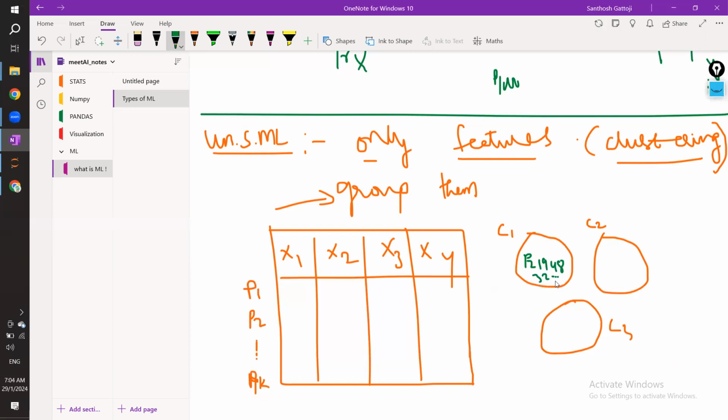Okay, a certain group of people have fallen into this group, and some other set of people will fall into this, and another set of people will fall into this. The total is 1000 people. So you have divided the 1000 people into 3 parts. Each part is called one cluster: cluster 1, cluster 2, cluster 3. Fine. So how are you going to do that?